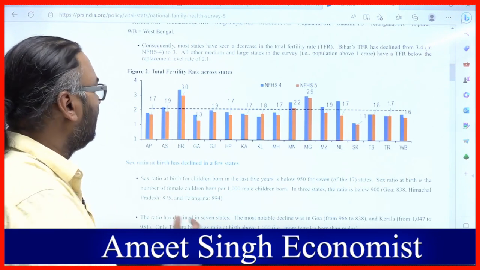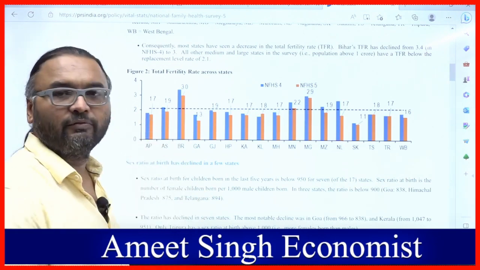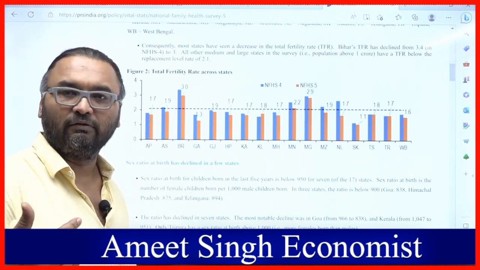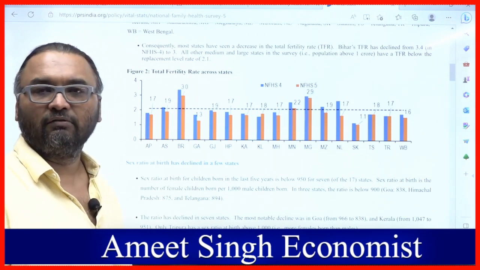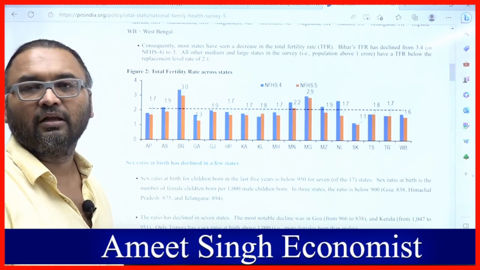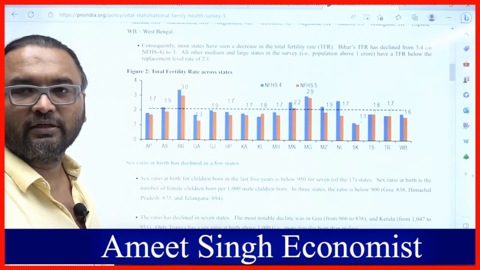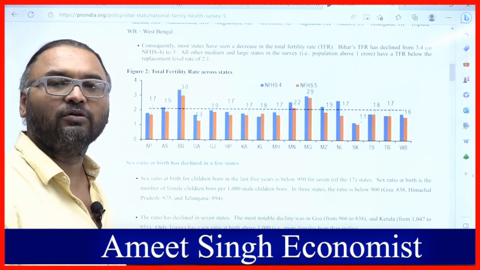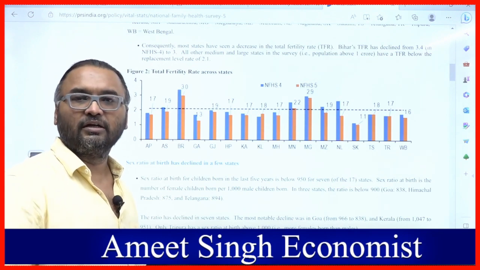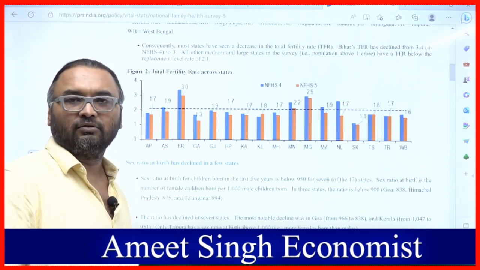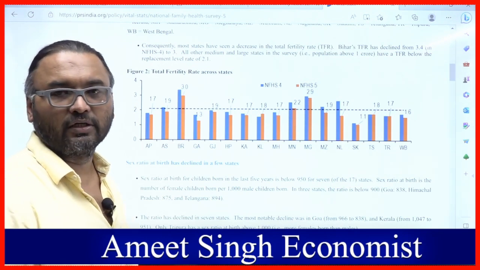Some women will have 3 children, and another lady may have 2 children. So between the two of them, the total fertility rate will be 2.5, because 5 children will get divided between two ladies. So that's how you come up with the total fertility rate.